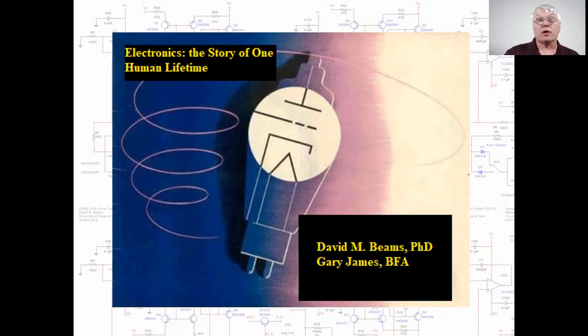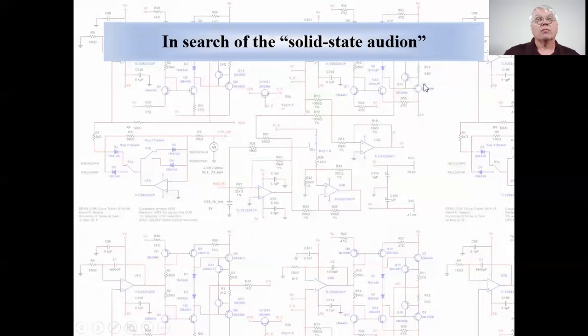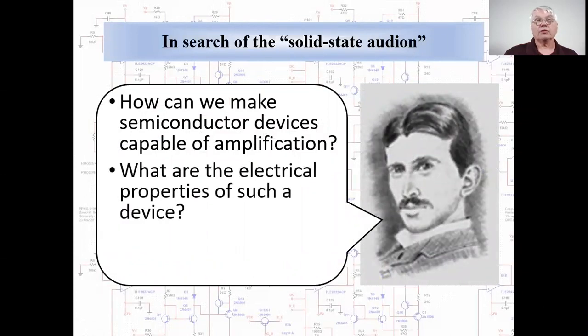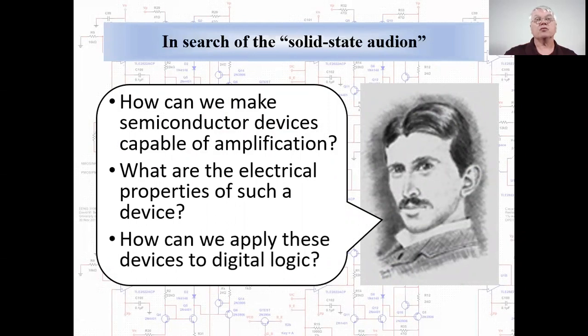This presentation describes basic operating principles of the bipolar junction transistor and the Field-Effect Transistor, two devices which changed the world. Let's let Nikola Tesla pose the questions that we will address in this presentation. How do we make a semiconductor amplifier? What are the electrical properties of a device like that? And how would we apply these devices to digital logic?